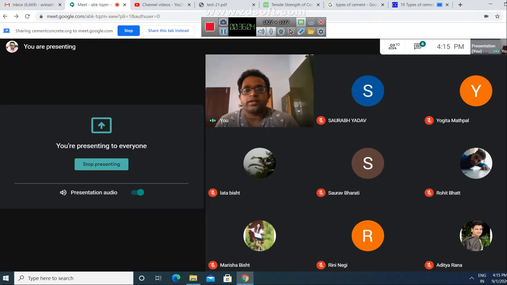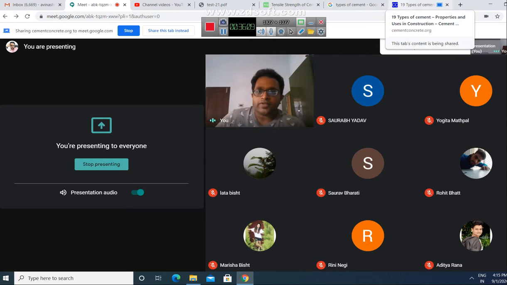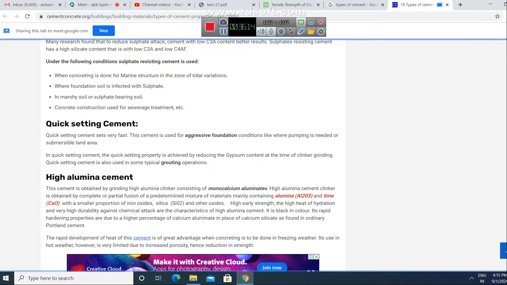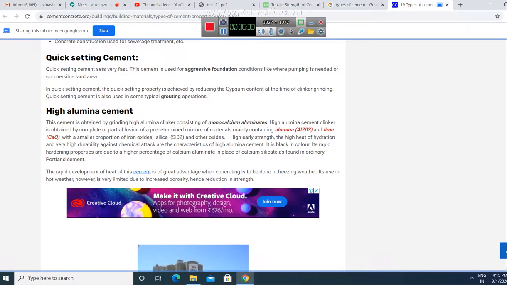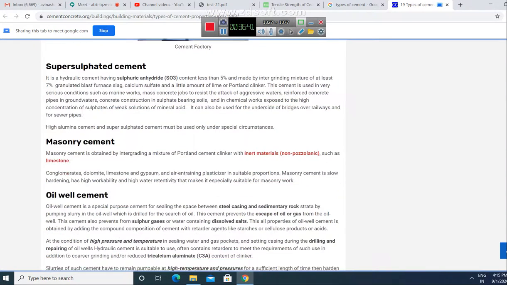Alumina, right. Alumina is the constituent which is responsible for the setting action. So in quick setting cement, as the name indicates, the setting process will be very fast, or quickly the cement will be setting. Next one is high alumina cement. You will be adding more alumina content to the cement. In freezing weather, if alumina cement is used, the heat developed on hydration will be more. So that is why you use a high alumina cement.